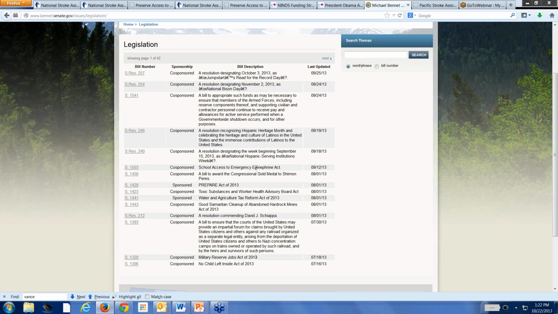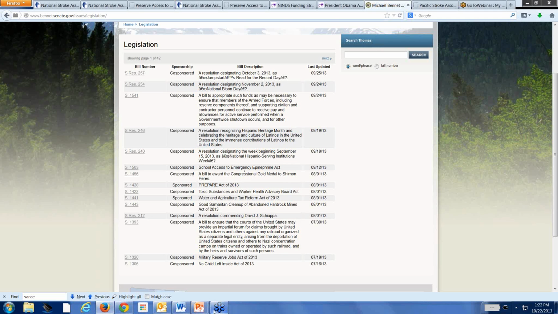There is one about school access to emergency epinephrine that is also healthcare related. Now, when I mention these things, you may look at this and see, well, I don't see the word stroke in anything that he's introduced. What we're doing here is to really see what he has introduced, so we might be able to tie some of our issues to the things that he already cares about.